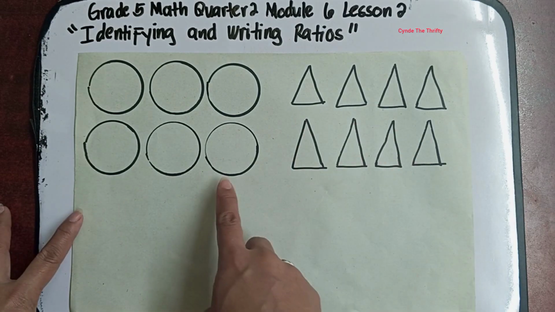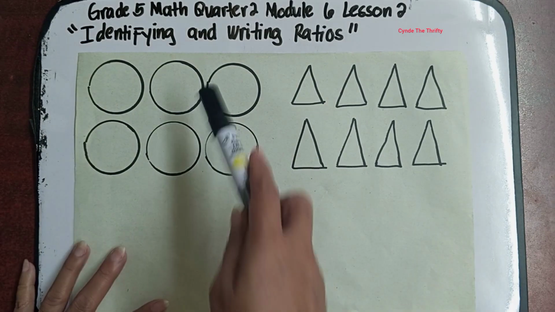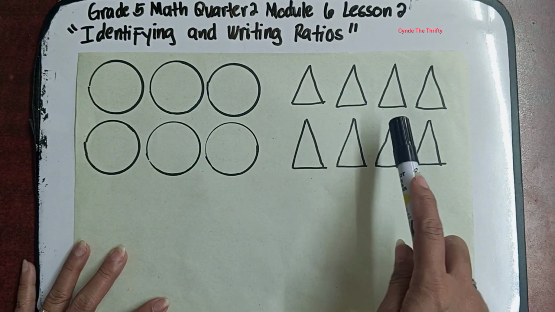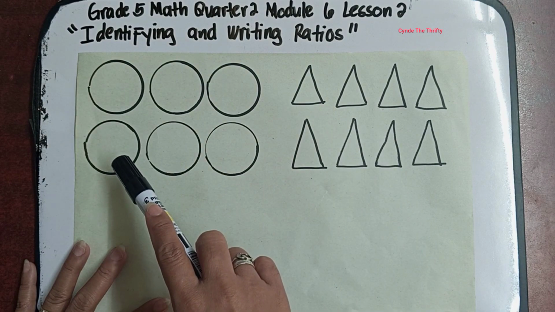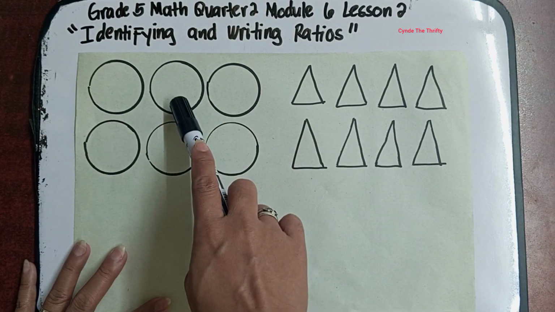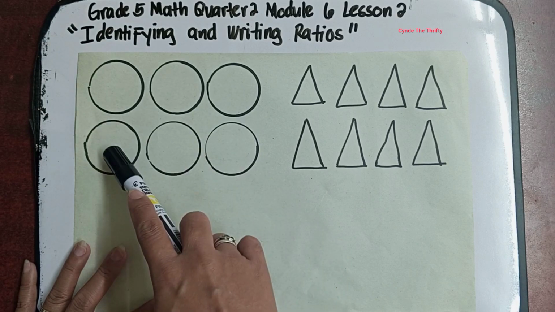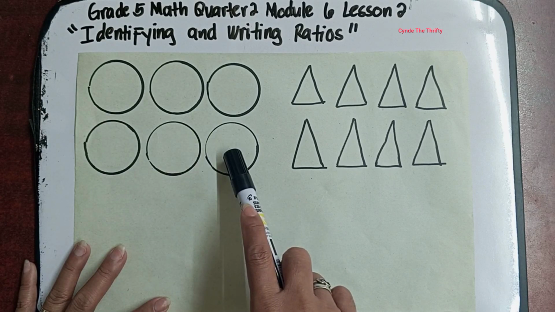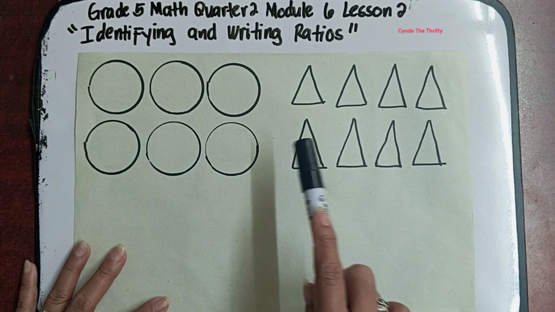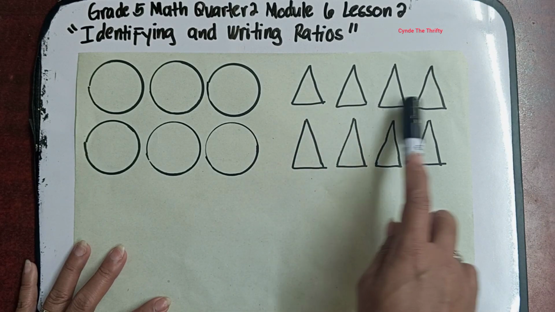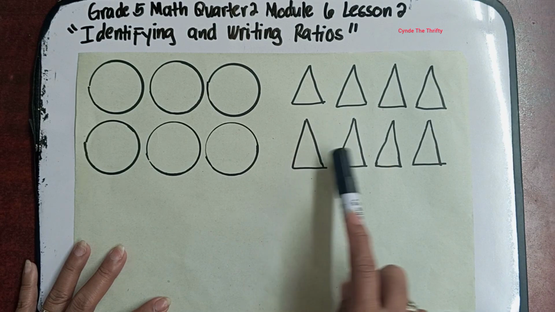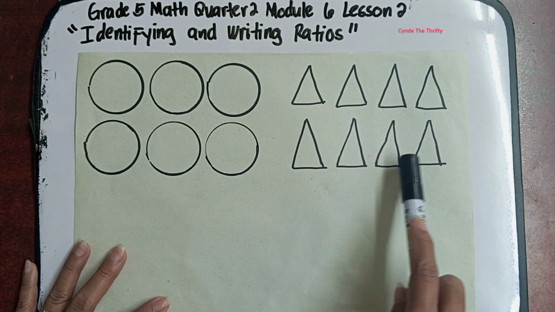Okay? So, meron tayong example dito. Meron tayong circle at meron tayong triangle. So, i-count natin kung ilang circle meron tayo. 1, 2, 3, 4, 5, 6. I-count naman natin kung ilang triangle meron tayo. 1, 2, 3, 4, 5, 6, 7, 8.